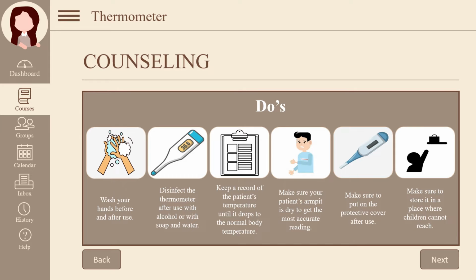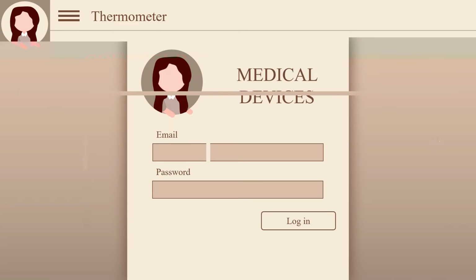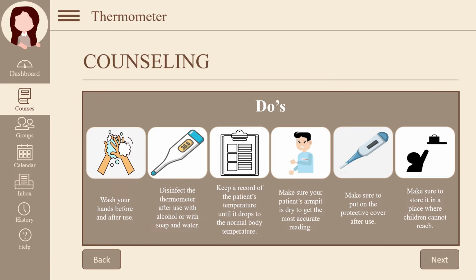There are do's and don'ts when using a thermometer. Starting with the do's. Wash your hands before and after use. Disinfect the thermometer after use with alcohol or with soap and water. Keep a record of the patient's temperature until it drops to the normal body temperature. Make sure your patient's armpit is dry to get the most accurate reading. Make sure to put on the protective cover after use. And make sure to store it in a place where children cannot reach.